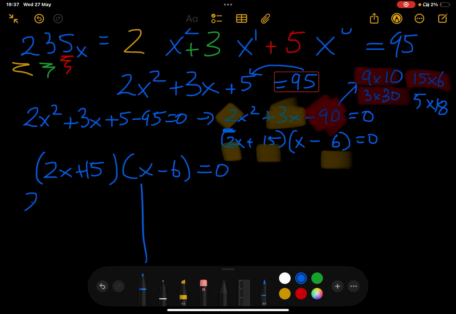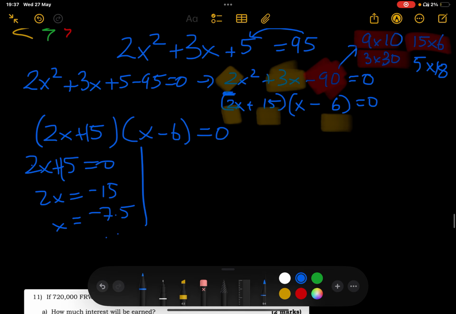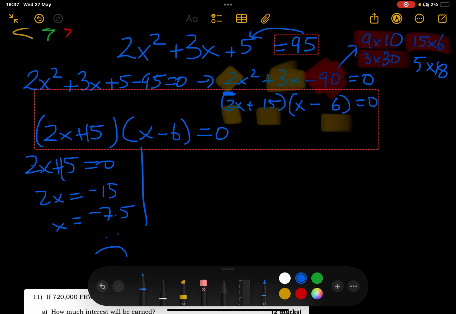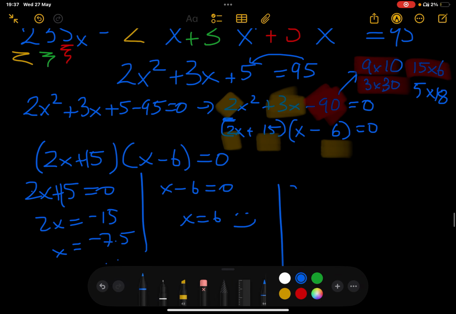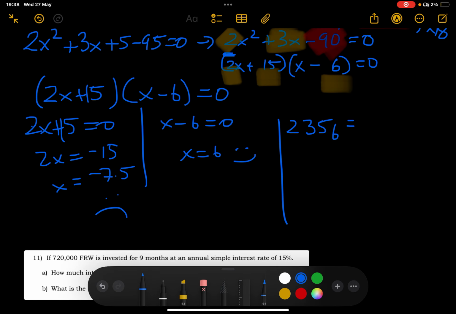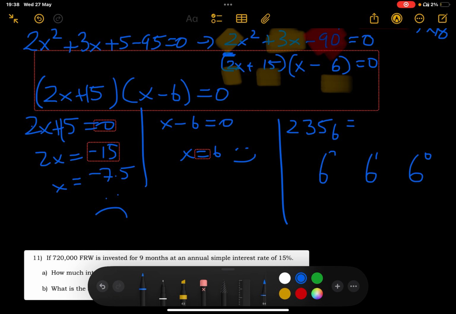So let's do 2x plus 15 equals 0, then 2x is minus 15, and x is minus 7.5, and that's silly. You can't have a base that's a fraction and a negative. However, x minus 6 equals 0 means x equals 6 works. And then we're just going to double check, right? So we had 235 in base 6. Let's just multiply out what this is. We have 6 to the power 0, 6 to the power 1, 6 to the power 2.